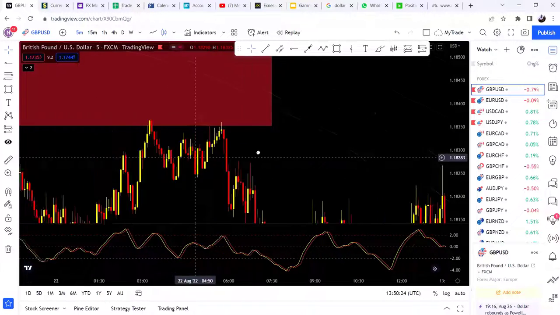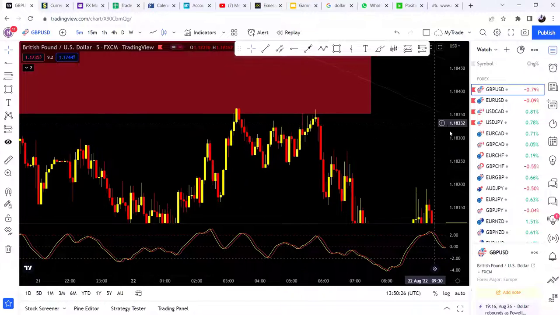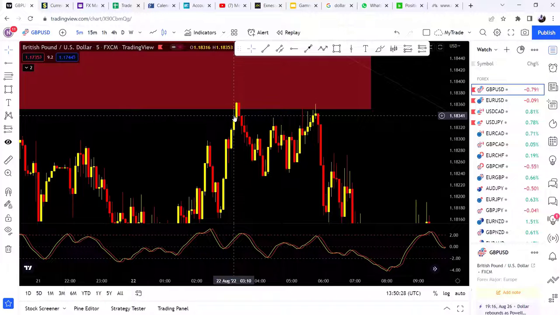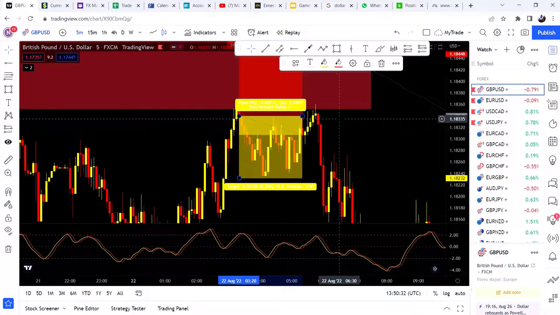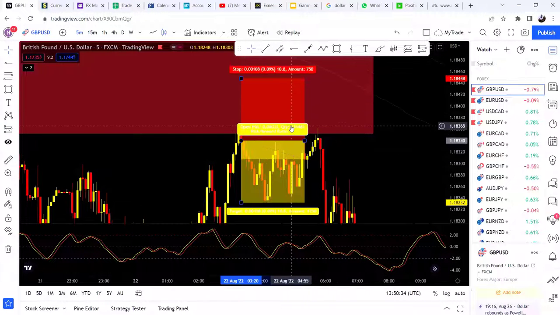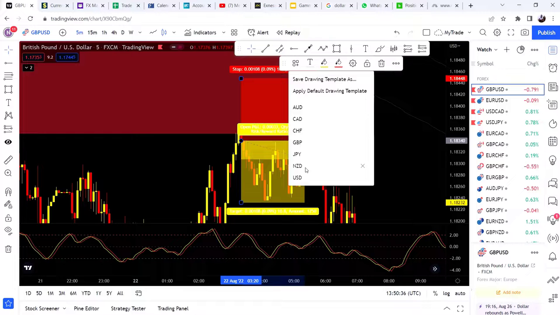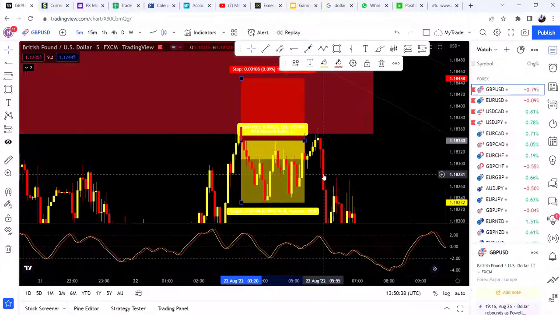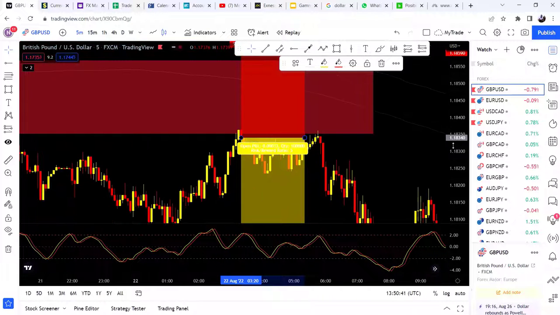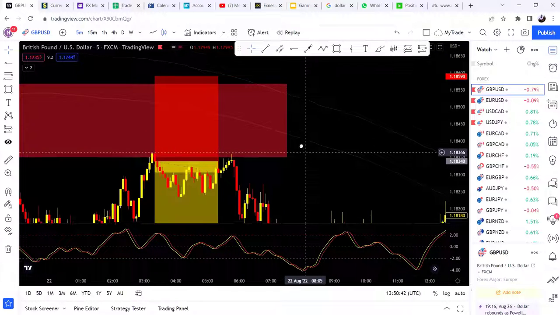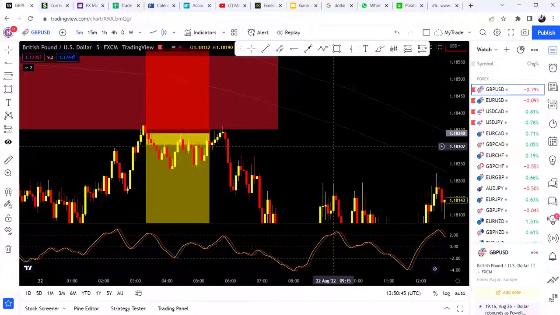So price tapped into the mark zone. It gave me a nice entry. So if you had decided to enter this with probably my 25 pips risk, this would have been a fine entry for you. All right, the stop loss is above this.